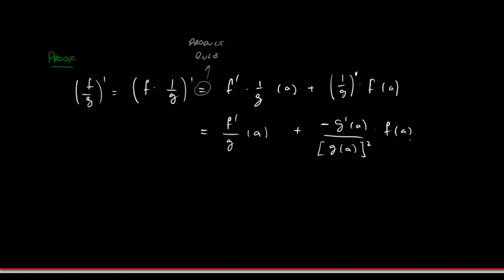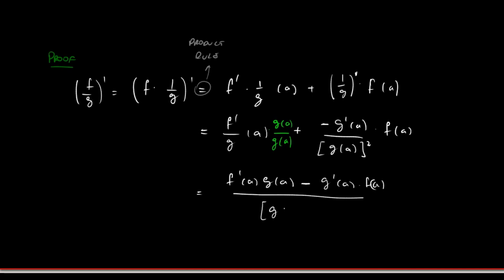times f in a. Now if I multiply this first term times g in a over g in a, then what I get is f prime in a times g in a minus g prime in a times f in a, and all this divided by g in a squared. And that is exactly what we were trying to calculate. Let's finish this video with a few examples.